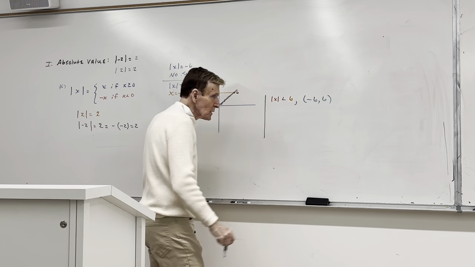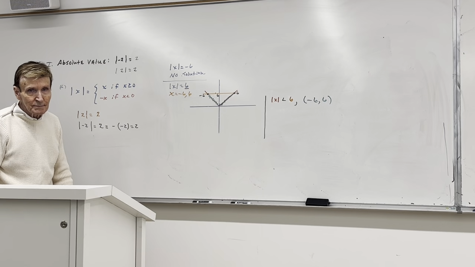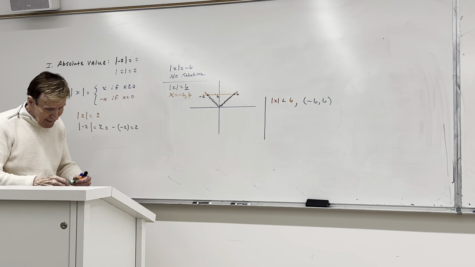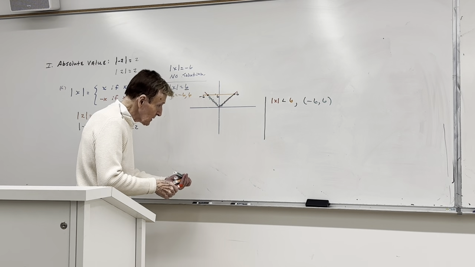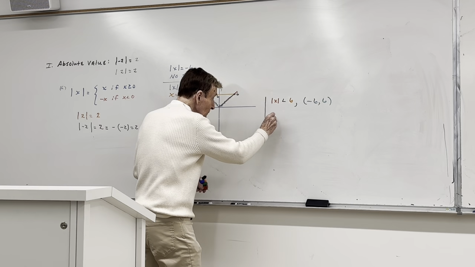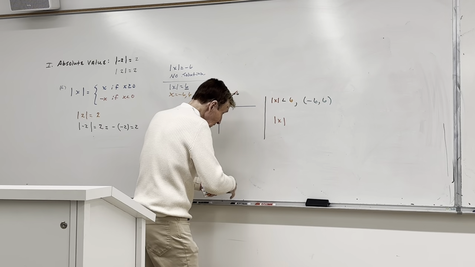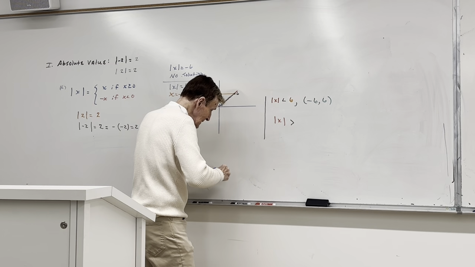You've solved the inequality. It goes from -6 out to 6. Done. Now, tell me, based on the graph, when is this true? I use my colors here. When is the absolute value of x, the red graph, now greater than 6?